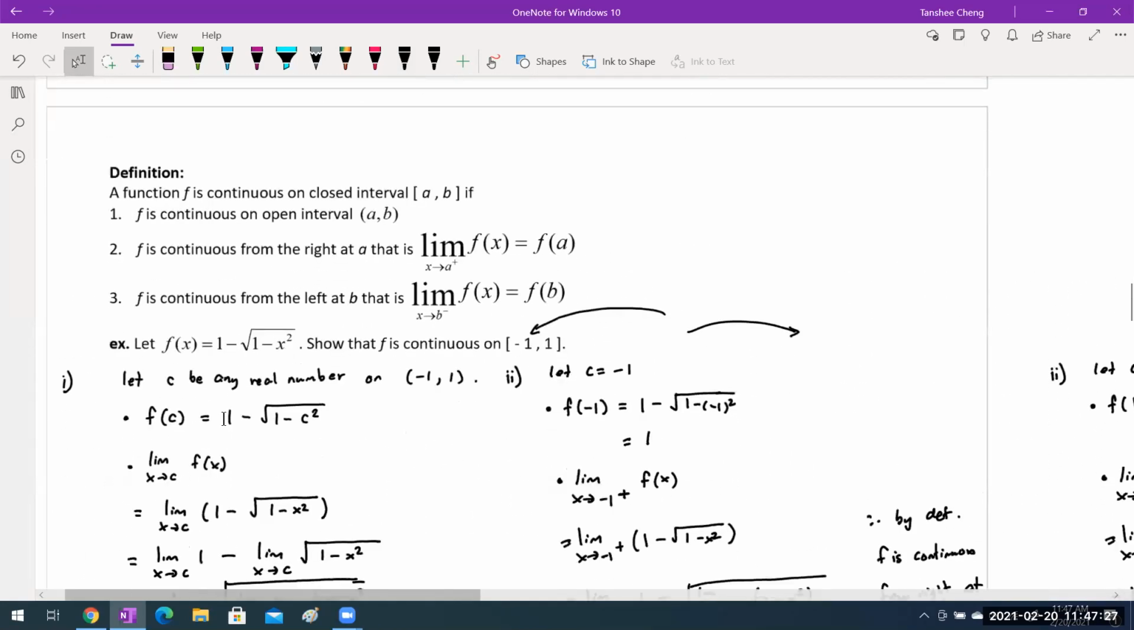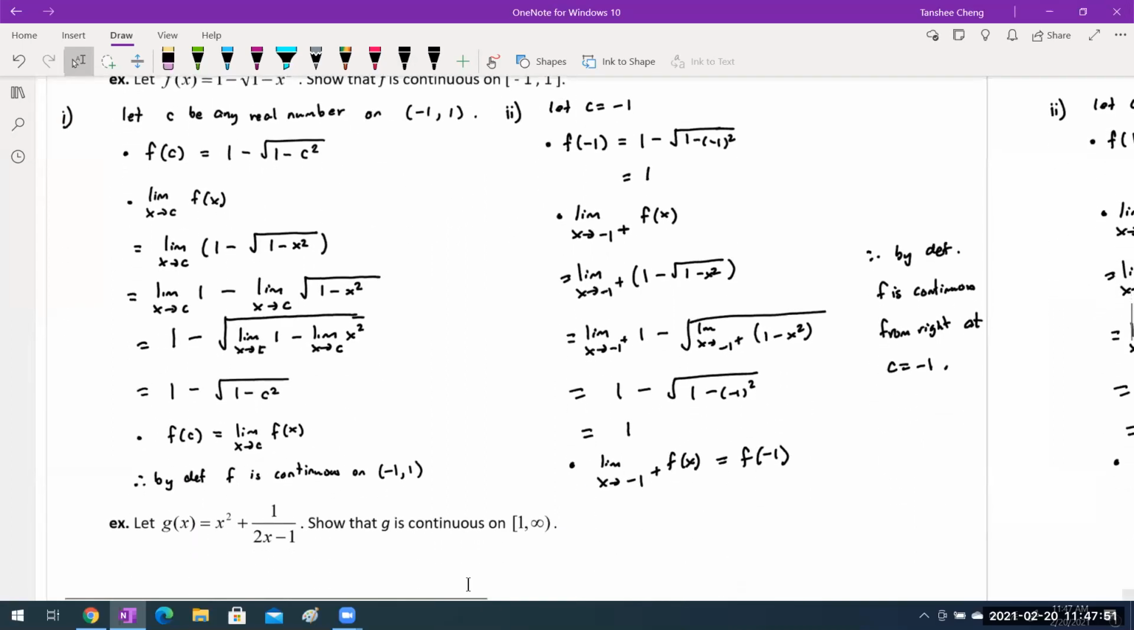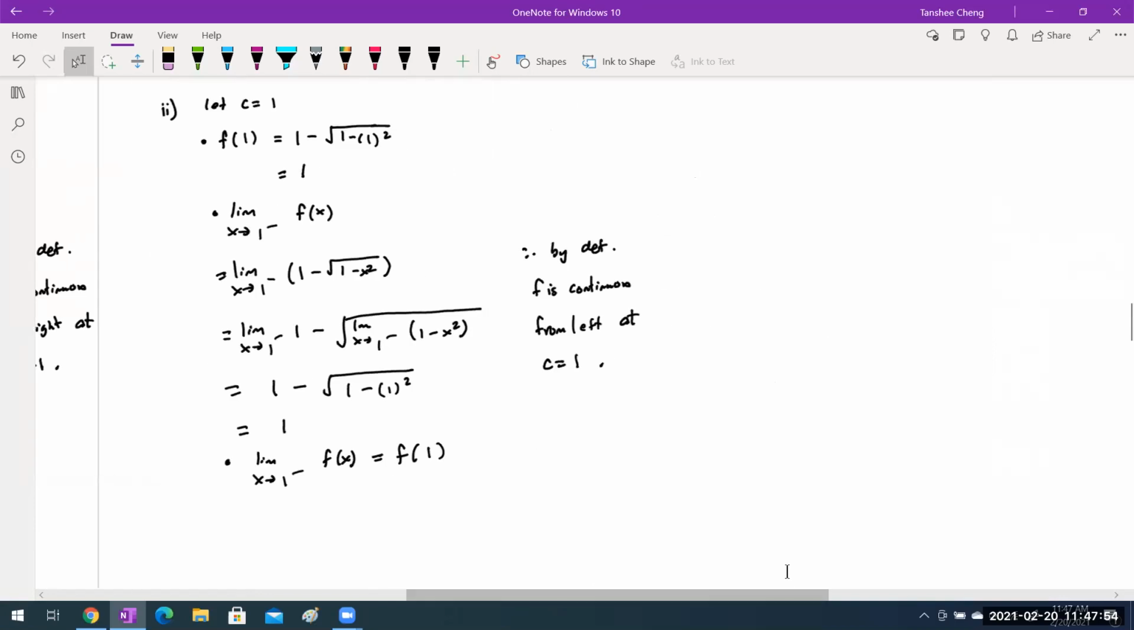Right? Continuous everywhere between the interval -1 and 1. Continuous from the right for the left endpoint -1. Continuous from the left for the right endpoint 1. So since I have shown all of those cases already, now I can finally conclude that f is continuous on the closed interval -1 and 1.